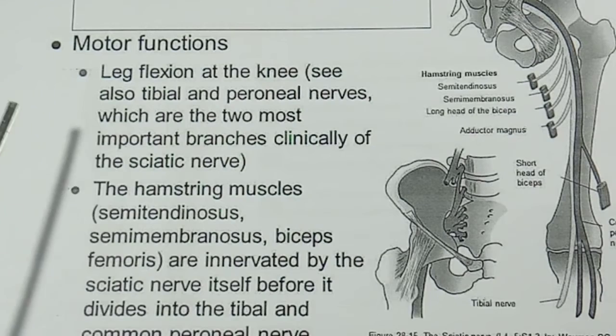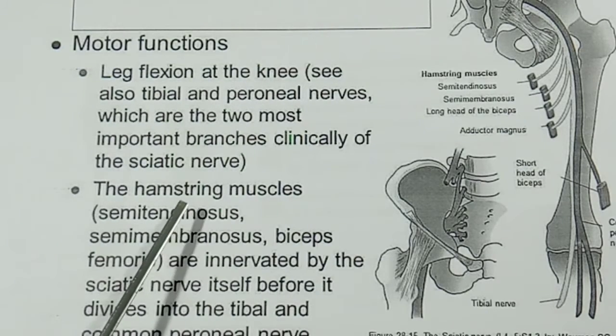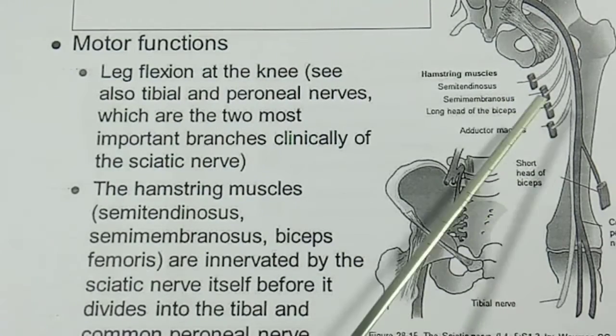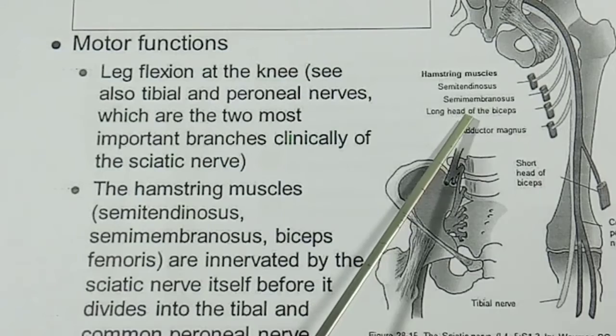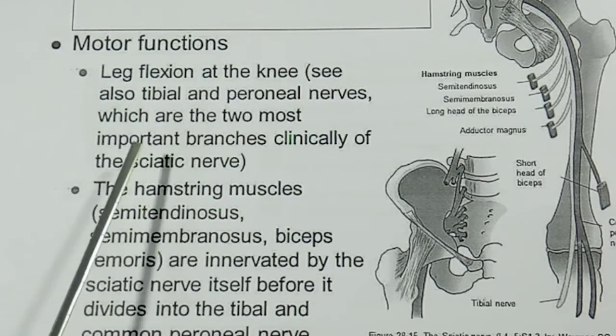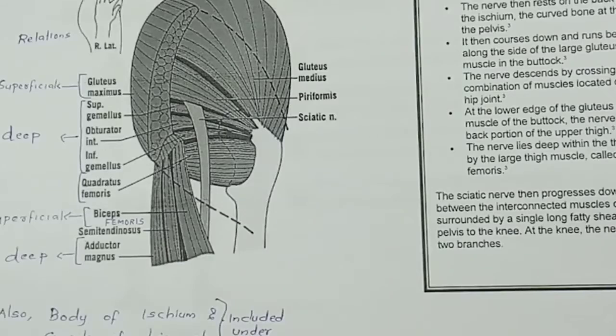I'll say it again. It helps in leg flexion at the knee, and it supplies the hamstring muscles. As you can see here in this diagram, it is supplying the hamstring muscles, the semitendinosus, semimembranosus, long head of biceps and adductor magnus. So that's all about the motor innervation of the sciatic nerve.